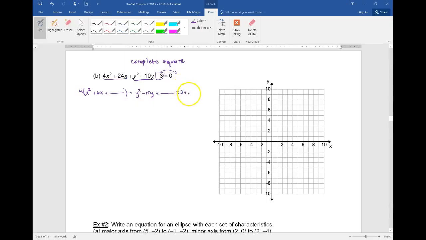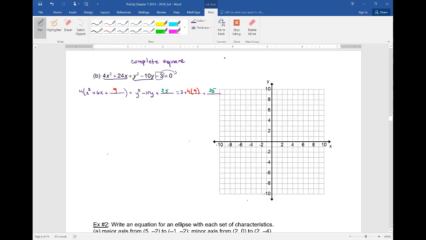Plus, we added two numbers, right? Because in the first one, we took out a 4. Here, it has to be 4 times a number in order to keep the equation balanced. So what goes in the first blank? 9, and 9 here. What goes in the second blank? 25, and 25 here.